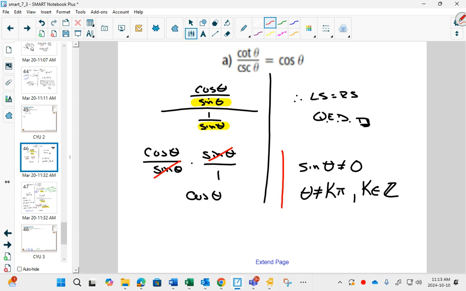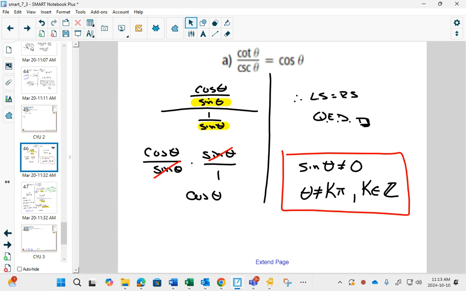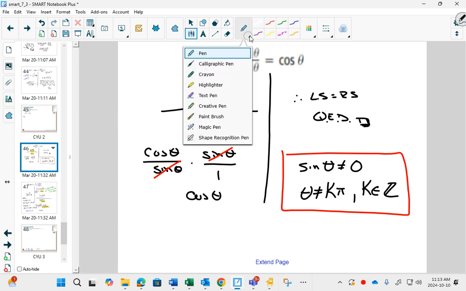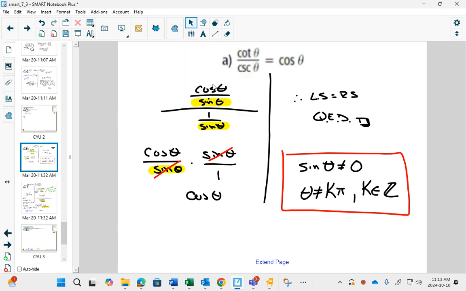Then part A, the non-permissible value. I highlight everywhere in my work that I'm dividing. Technically, I should highlight this one too. I look at every place that I'm dividing after I've changed it to sine and cosine. Technically you're dividing by cosecant as well, but once we've changed it to sine and cosine, it is enough to just check at that point. The only thing we're dividing by is sine theta, so does it make sense that sine theta cannot equal 0? Because then you would be dividing by 0, which is not allowed.